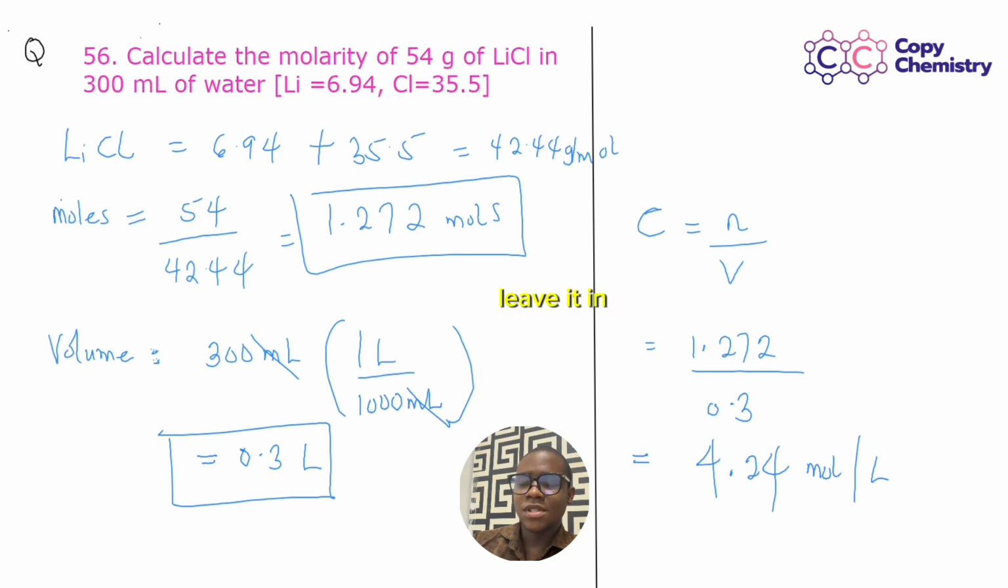If you don't want to leave it in moles per liter, you can write moles per dm cubed, and you can also write a capital M. So you can write 4.24 with a capital M, and that would be your unit in molar. Still the same molarity we're talking about, okay? Make sure it's capital M you're writing and not small m, because small m would mean another thing. This is chemistry. That's how it works.